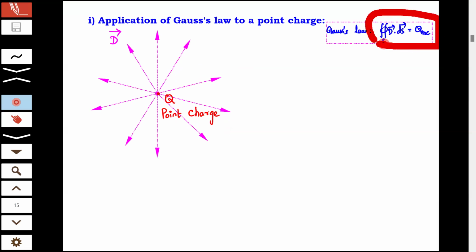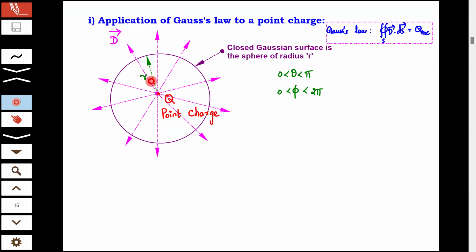We know Gauss law says closed surface integration of d over the surface must be equal to the charge enclosed. To satisfy the two conditions which we discussed just now, the closed Gaussian surface around the point charge must be in the form of a sphere of radius r. When we look at the d vector, which is everywhere normal to the surface, that is, everywhere on the surface, d cuts the surface and leaves out. And everywhere on the surface, d is constant because the radius of the closed Gaussian surface is the same.